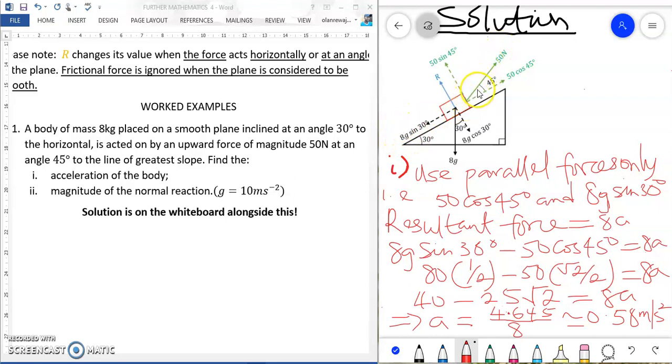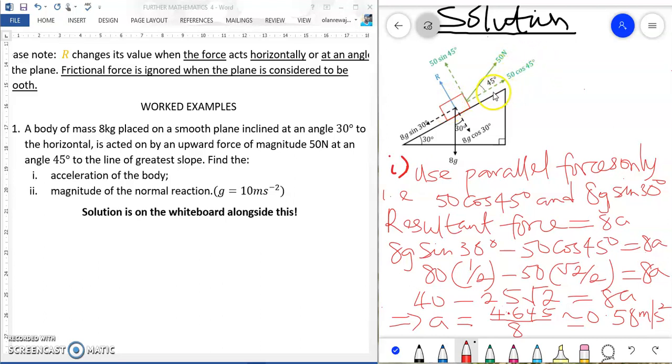Likewise, the force of 50 newtons. This force of 50 newtons is acting on this body at an angle of 45 degrees. So it has components perpendicular to the plane, which is this very one, and components parallel or along the plane, which is this one. I want to believe by now that we know why we resolve the components of both the weight of the body and the upward force acting on this body. Now, a quick reminder on that again.